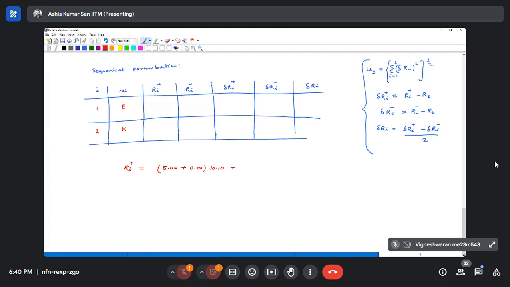That into the nominal value of K, which is 10.10. And this will give you 50.60. So Ri plus is 50.60. Similarly, Ri minus is 5.00 minus the uncertainty associated, that is 0.01, into 10.10. This will give you 50.40.